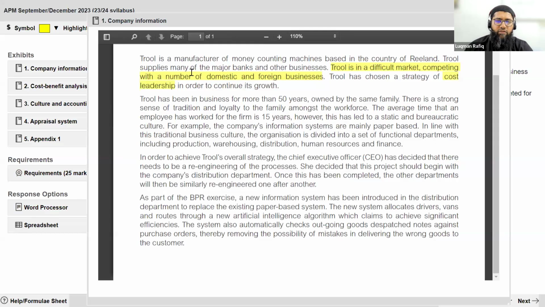Okay, now what else is there? It says Trool has been in business for more than 50 years, owned by the same family. There's a strong sense of tradition and loyalty to the family amongst the workforce. The average time that an employee has worked for the firm is 15 years. However, this has led to a static and bureaucratic culture. So there is basically a static and bureaucratic culture that is prevalent.